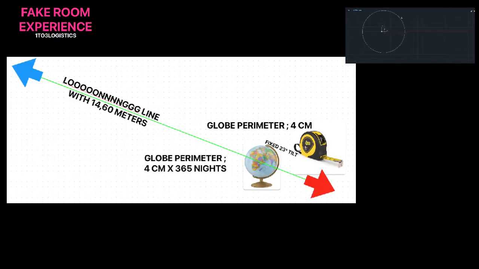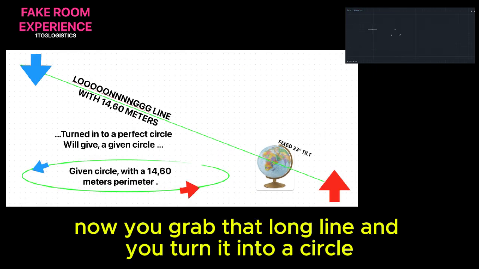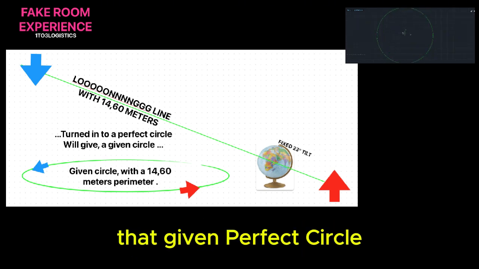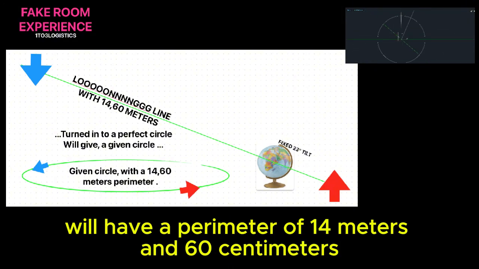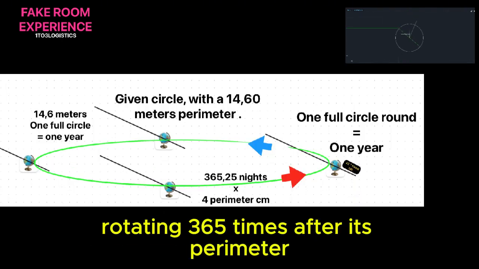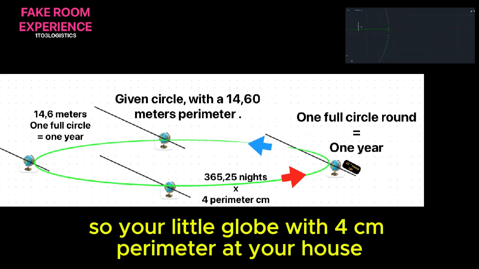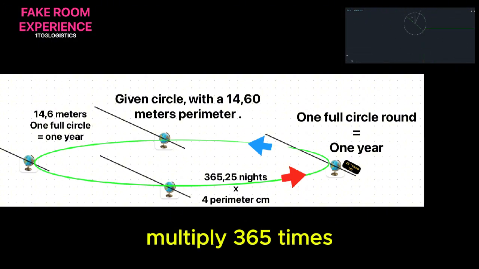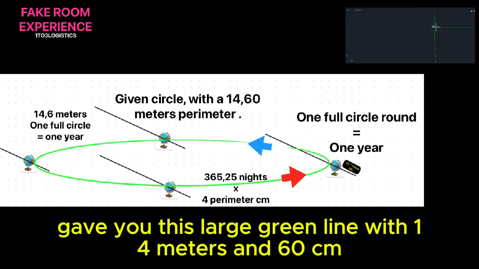That will give you a long line of 14 meters and 60 centimeters. Now you grab that long line and you turn it into a circle. That perfect circle will have a perimeter of 14 meters and 60 centimeters. This will be 1 year of Earth rotating 365 times along its perimeter. So your little globe with 4 centimeters perimeter at your house, multiplied 365 times, gave you this large green line of 14 meters and 60 centimeters.